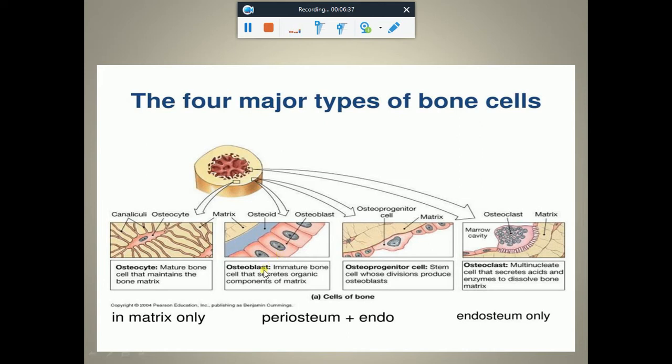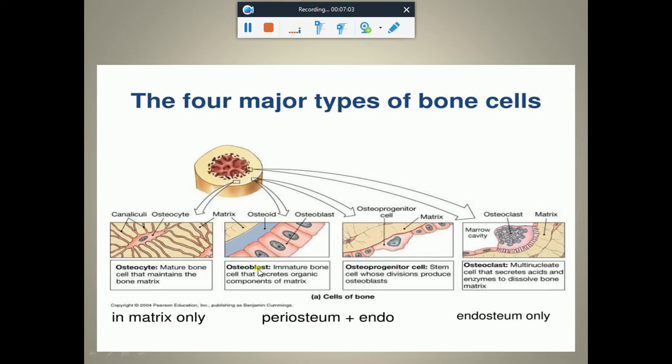Because ऑस्टियोब्लास्ट का फंक्शन क्या है? ऑर्गेनिक कंपोनेंट्स को सिक्रीट करना, कोलेजन मैट्रिक्स फाइबर्स को सिक्रीट करना मैट्रिक्स में. कोलेजन फाइबर्स प्रोटीनेशियस कंपोनेंट है and any proteinaceous component has to be formed by rough endoplasmic reticulum. और rough endoplasmic reticulum जब ये सिक्रीट करेगा तो it takes a basophilic stain in the cytoplasm. तो ये basophilic stain लेगा.